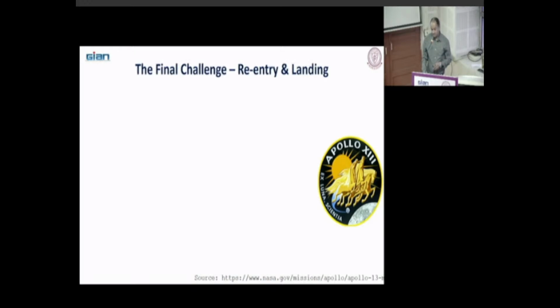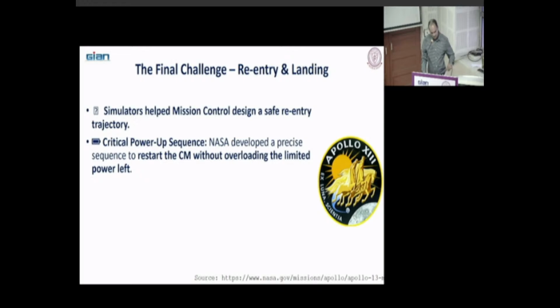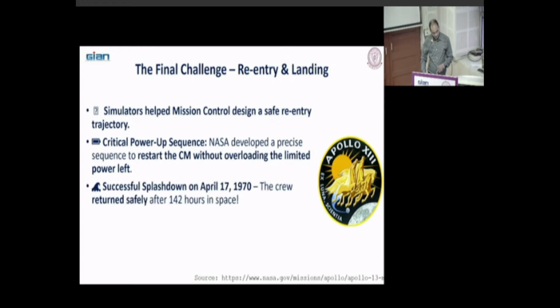And after that you can see the final challenge as well, re-entry and landing. Simulators helped mission control design a safe re-entry trajectory. Critical power-up sequence: NASA developed a precise sequence, as I already told, to restart the CM without overloading the limited power left. And successful splashdown on April 17. So the mission started on April 11th. They had a problem on April 13th. So after 4 days, they had a successful splashdown, and the crew returned safely after 140 hours in space.